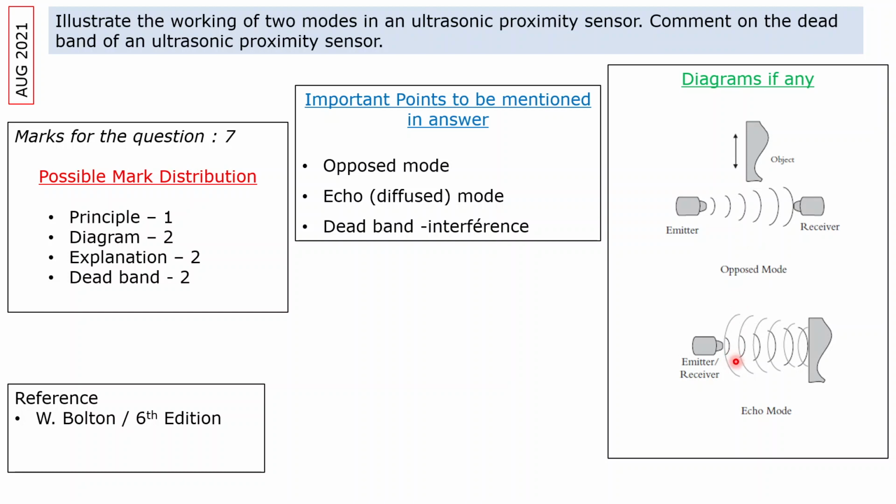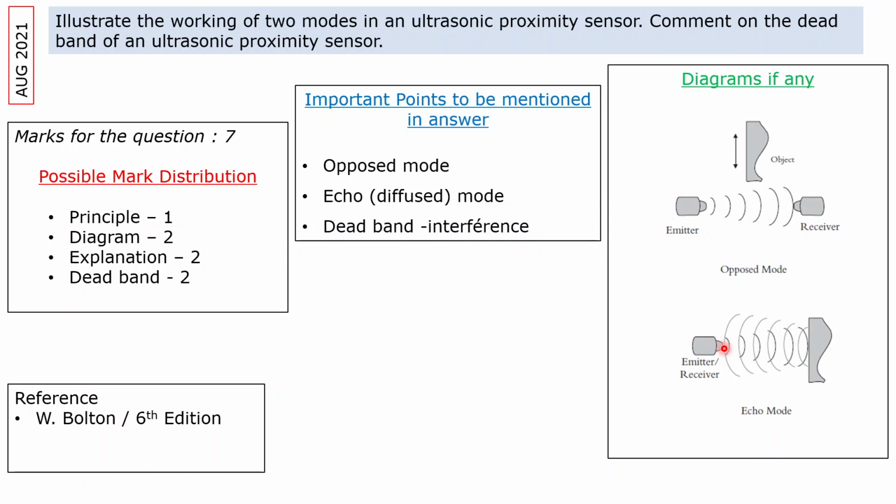Now the second one is echo mode. In echo mode, you can see the emitter and receiver are at the same place itself, and the emitter will be emitting the signal, and when an object is there, this will be reflected back to the receiver, such that you can understand the echo mode.